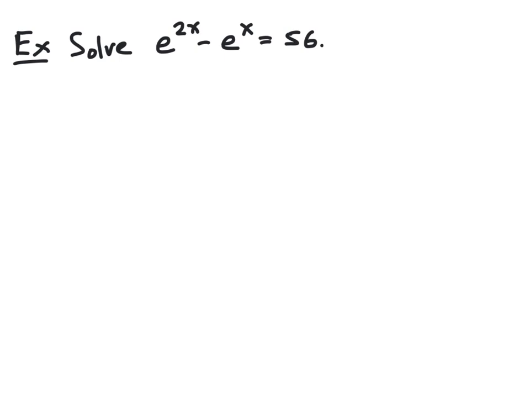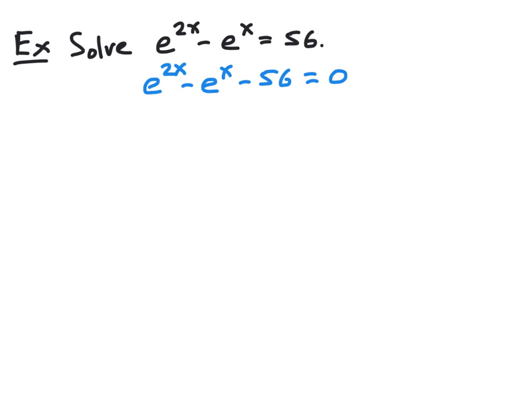In order to do that, we need to move all the terms to one side. So the first thing that we'll do is subtract 56 from both sides to obtain the equation e to the 2x minus e to the x minus 56 equals 0. This equation is what is called being quadratic in form. It looks somewhat like a quadratic function, but it's not, because we're not raising x to the second and first power, we're raising e to the x.